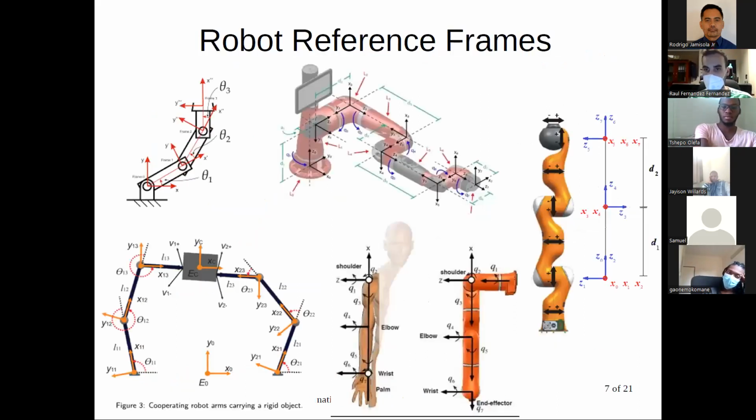And here you can see some examples of industrial robots. I think this is the KUKA robot or the ABB robot, I'm not sure.